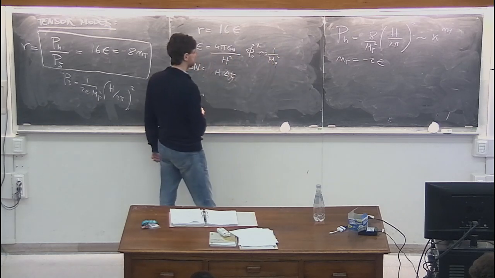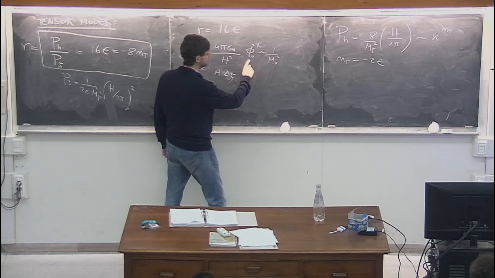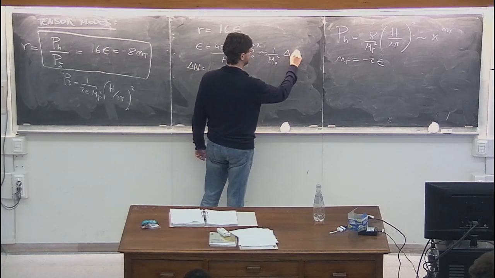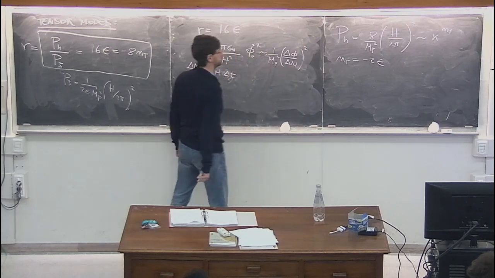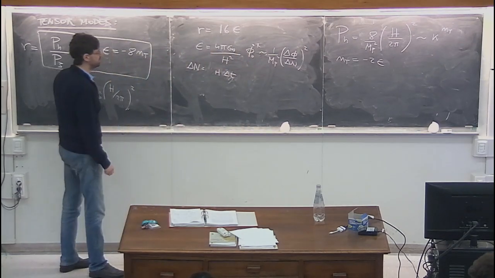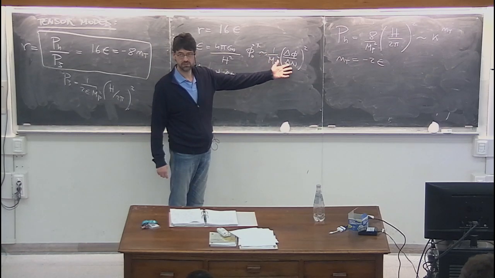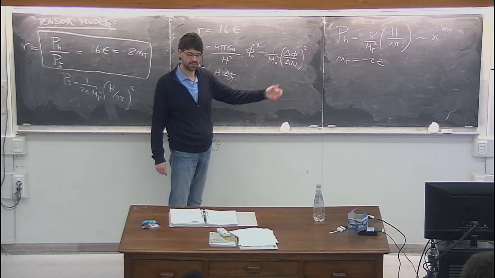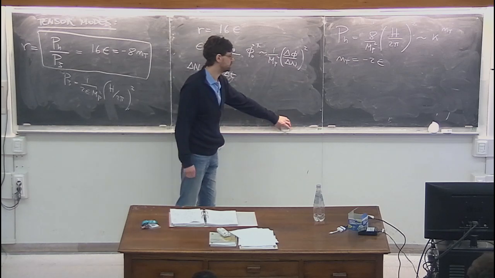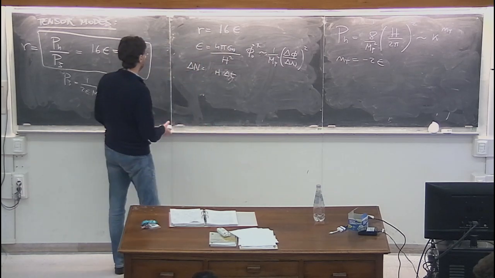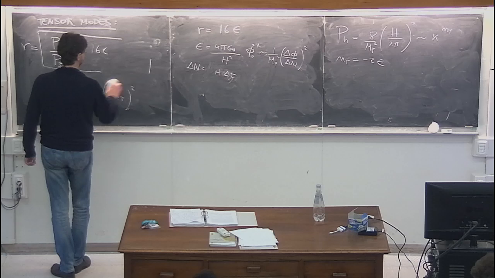Again, I don't care about factors of 2 and so on. And then I have delta phi divided by delta N, squared. Okay, so this tells me how much the phi field is moving in delta N e-folds. You can take the delta N e-folds that are missing to the end of inflation, for instance, or any scale you like.